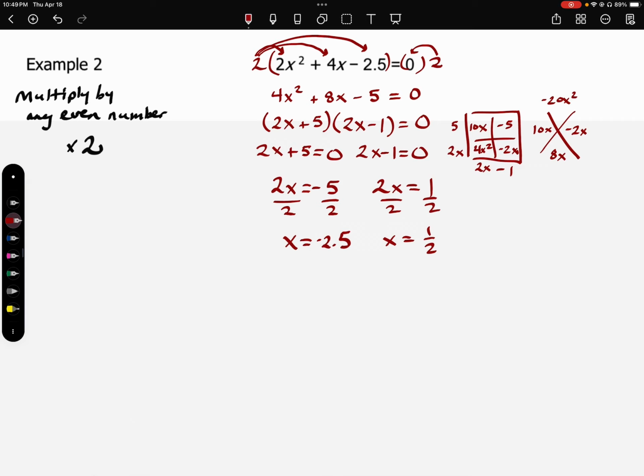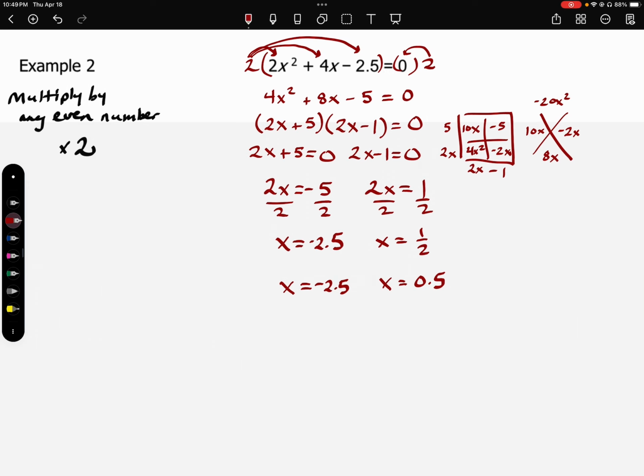So the answers we're looking at here are x is negative 5/2 or negative 2.5, and x is equal to 0.5 or 1/2. If you're writing them, you can write them in decimal or fraction form. Again, you can always check them by plugging back into the equation. You can use graphing on Desmos or however you want to do it, but that is going to be our answer.